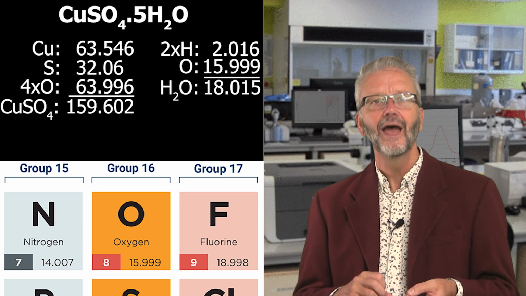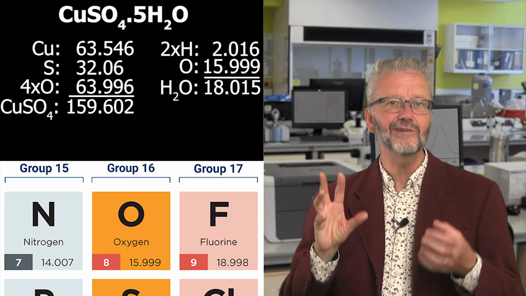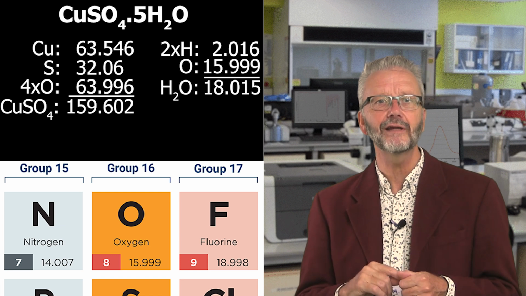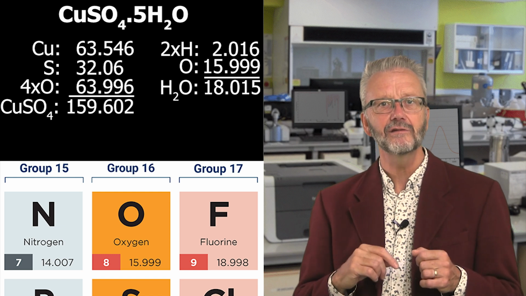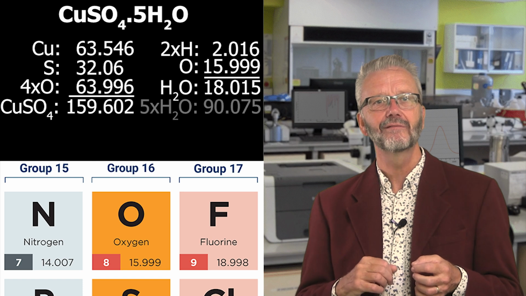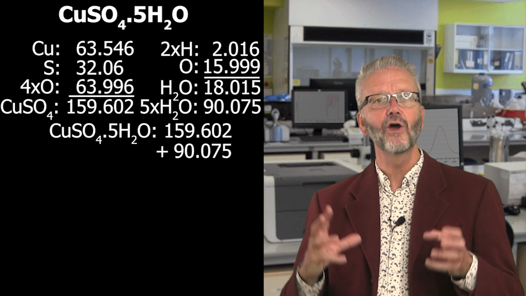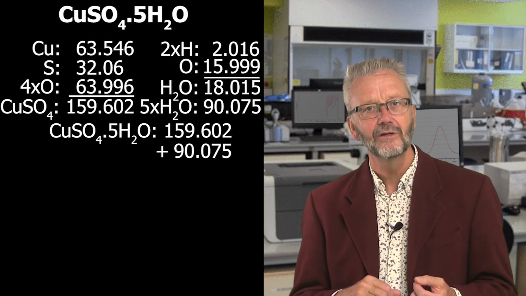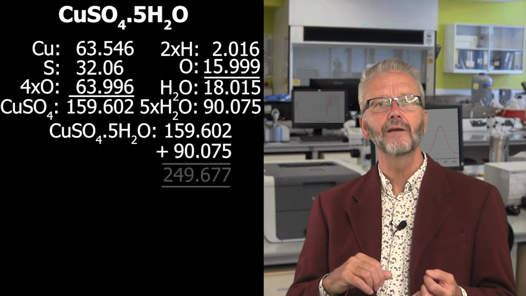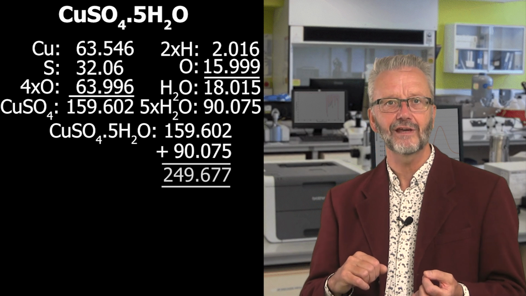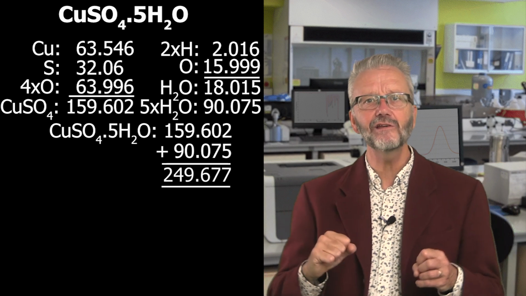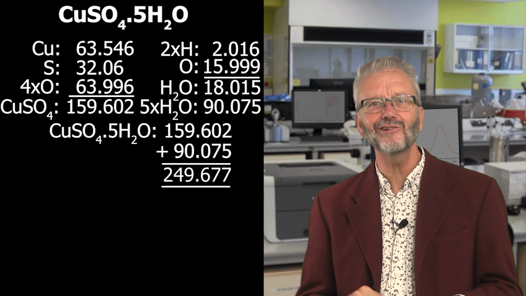We add these together to give the relative formula mass of water, which is 18.015. Now there are 5 water molecules in each formula unit of copper sulfate, so we take this result, multiply it by 5. Now we can combine these masses to yield the overall relative formula mass, which is 249.677. Now it's very easy at this point to think that the calculation is finished.